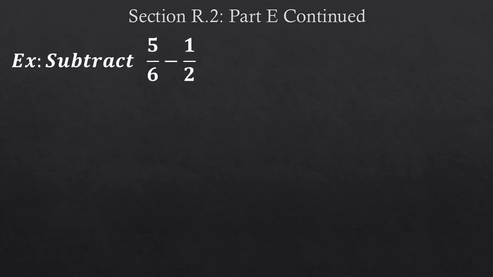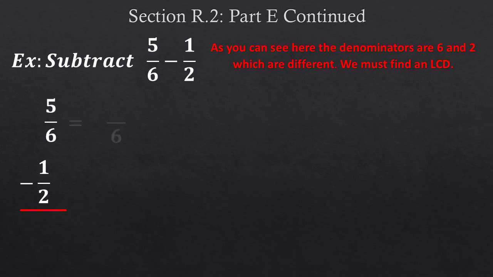Subtract 5 over 6 from 1/2. Once again, we need to find a common denominator for 6 and 2, and that is going to be the number 6. So once again, as in the previous example, we are going to set the old fraction equal to something over 6 and the other old fraction set equal to something over 6, remembering to carry over the signs that the fraction started with.